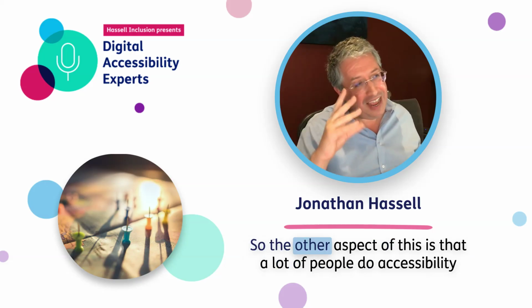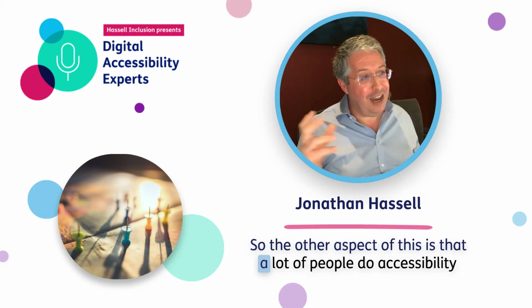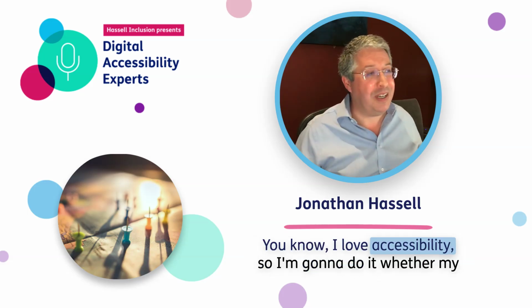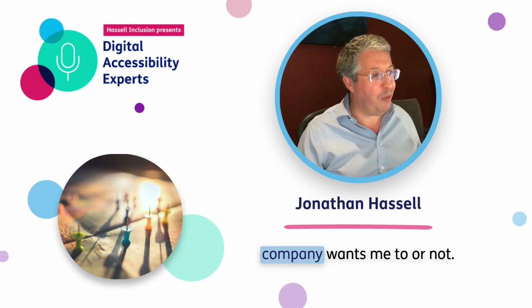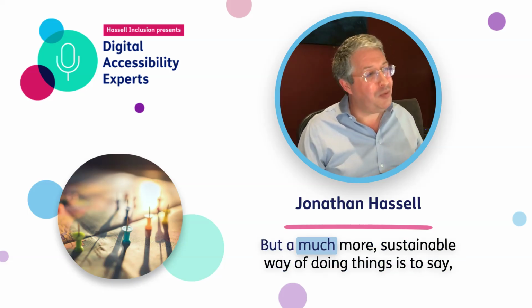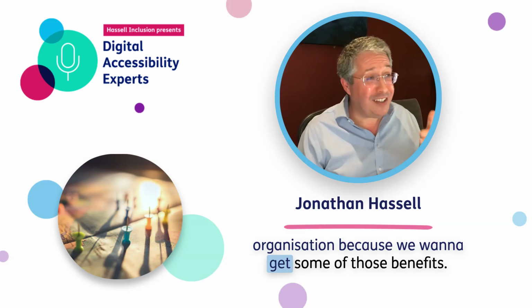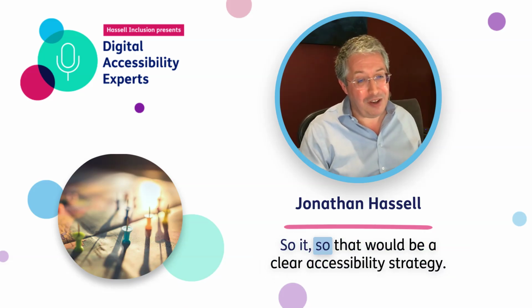The other aspect of this is that a lot of people do accessibility because of personal motivation. You know, I love accessibility, so I'm going to do it whether my company wants me to or not. But a much more sustainable way of doing things is to say, actually, we have a policy that says this is who we are as an organization, because we want to get some of those benefits. So that would be a clear accessibility strategy.